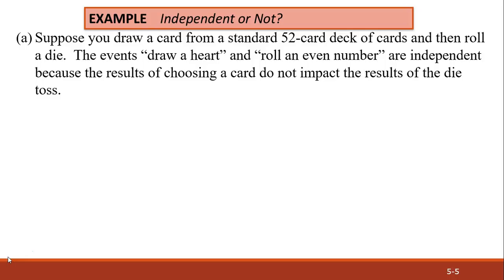In these next three little examples, we're just going to look at these statements and tell whether they are independent or not independent. Part A says suppose you draw a card from a standard 52 card deck of cards and then roll a die. The events draw a heart and roll an even number are independent because the results of choosing a card do not impact the result of the die being tossed. So those are independent events.